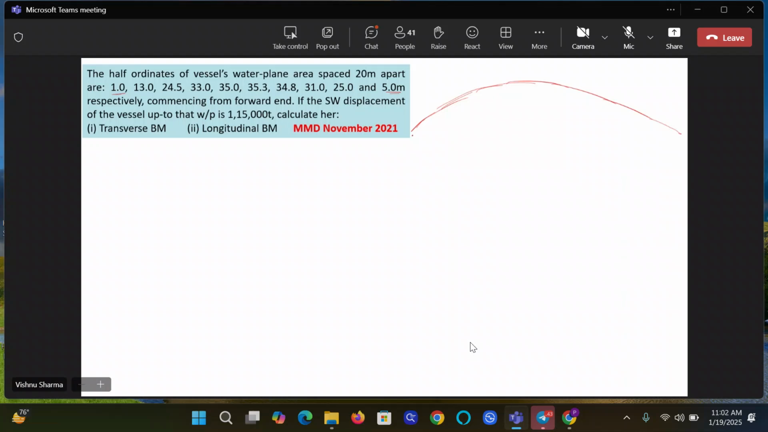Something like this. It's much lesser out here. It's relatively more here. You have this as the water plane area, something like this. Of course, both sides have to be symmetrical. Any aberration is the drawing aberration. Okay. Now, he has given us semi-ordinates or half ordinates.